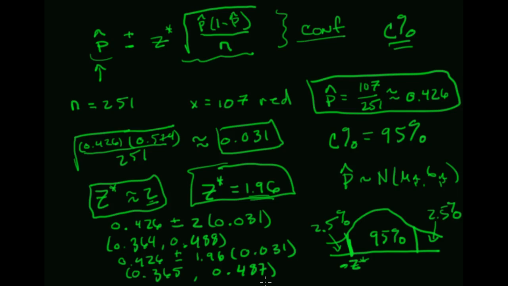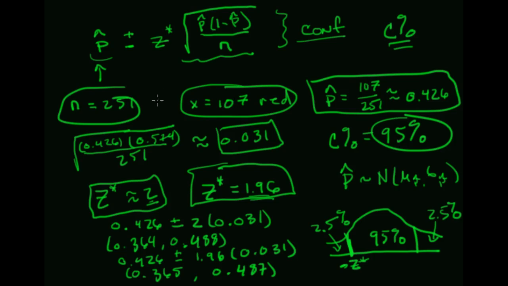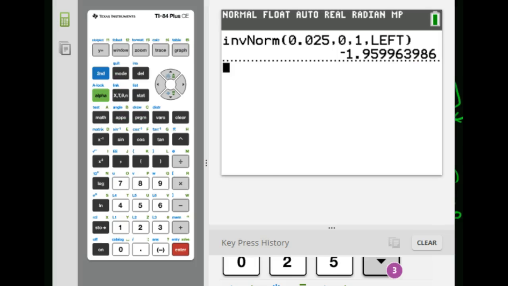Now, real quick, the calculator is set up to do this. Okay, so really all I need is my n, my x, and my confidence level. Those are the 3 key endpoints. How many in the sample? How many in the sample have the characteristic? What's the confidence level of the interval? And then go to my calculator, and this is actually a built-in function.